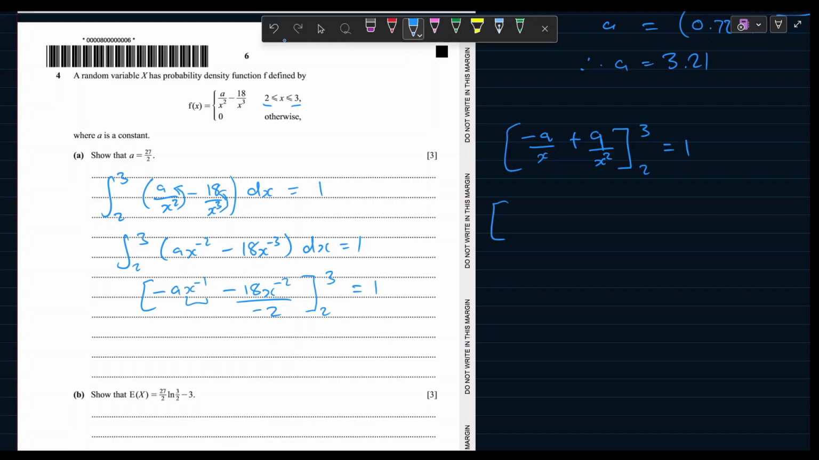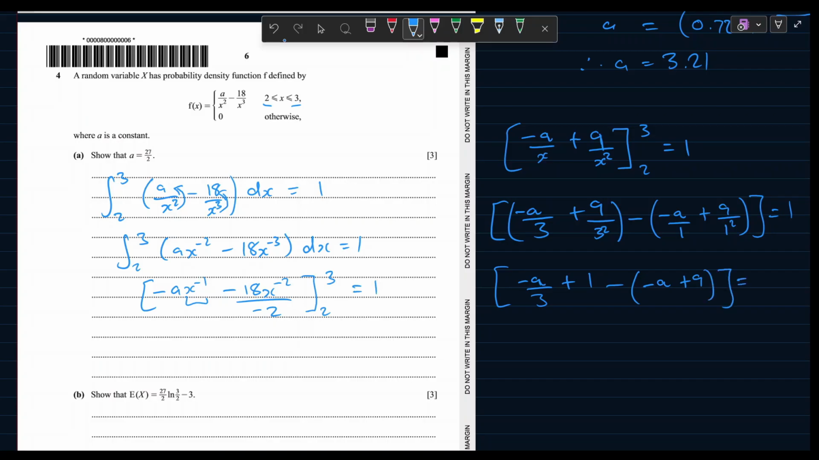We'll start with the upper limit. That's going to be negative a over 3 plus 9 over 3 squared minus negative a over 1 plus 9 over 1 squared. And this should all equal to 1. All right, so let's simplify. We've got negative a over 3, and this is 9 over 9, so that's just plus 1, minus, that's just minus a, and this is just plus 9. This is all equal to 1.